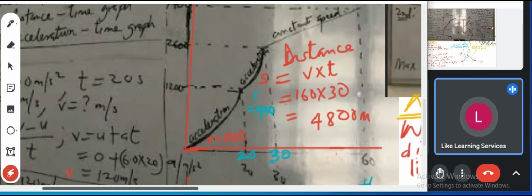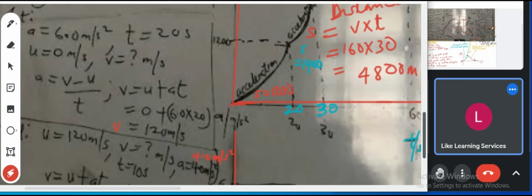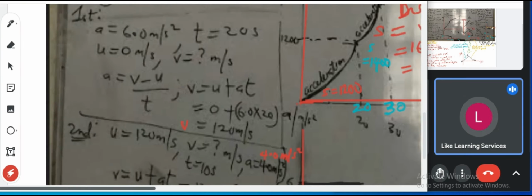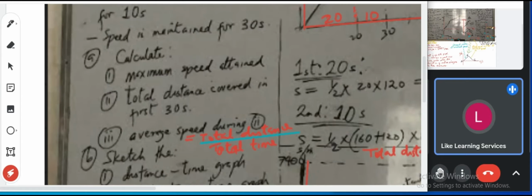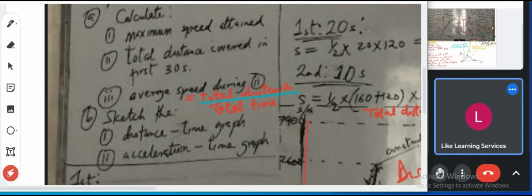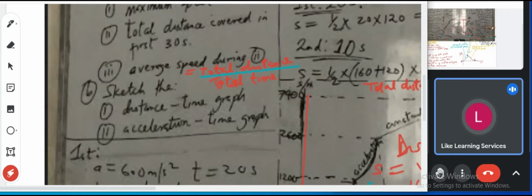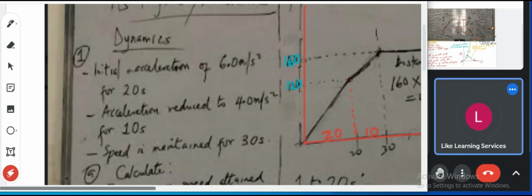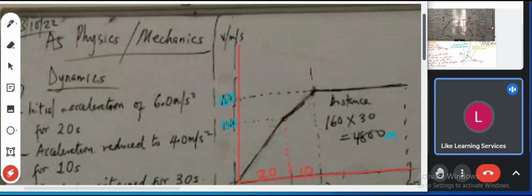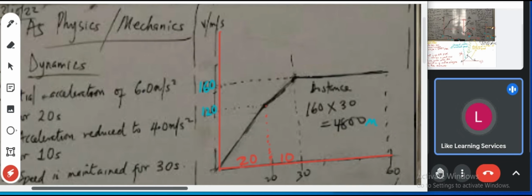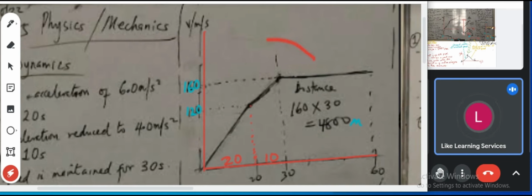Can I continue? I think the final thing says we should find the acceleration against time graph. Acceleration against time graph. Are you ready for that? Okay, so it's easy because don't forget that this, scroll up a bit, so that I can just tell you what to do. Scroll up a bit.